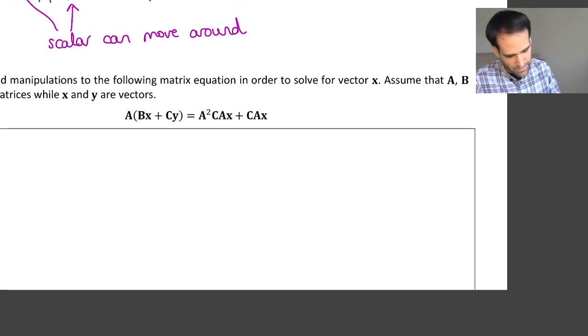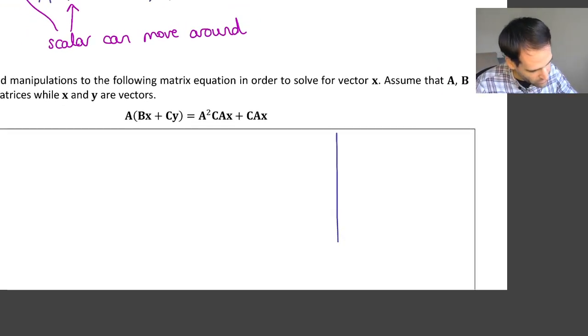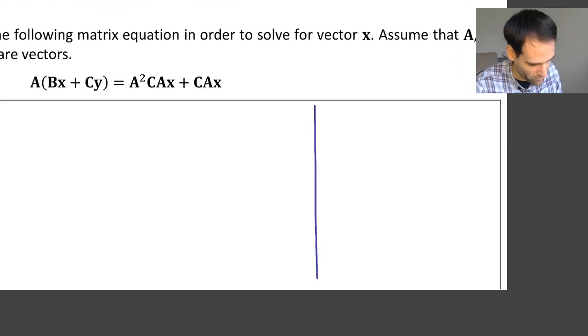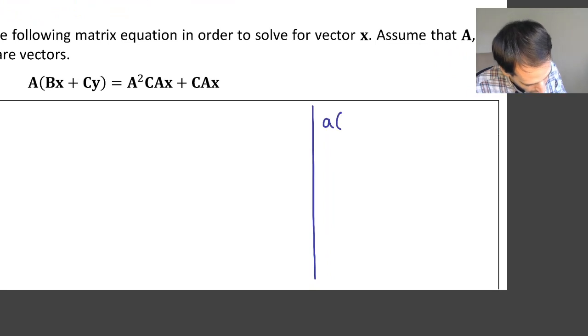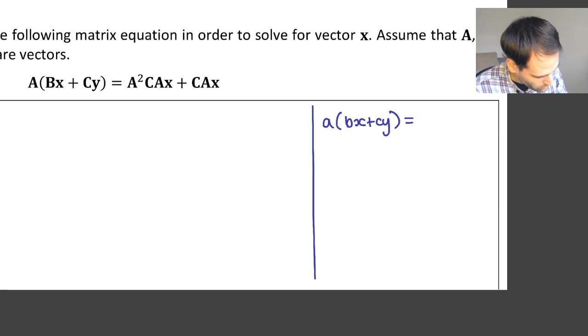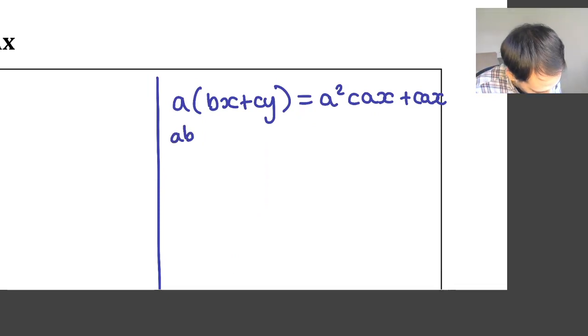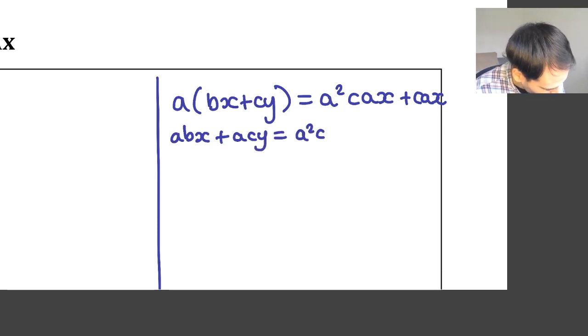So before doing this, let me show you what this would look like if these were scalars. So imagine a, b, c, x, and y were numbers, single numbers. Then the equation would look like this: a times (bx plus cy) equals a squared cax plus cax. Yeah, that's what it would look like. And now if you had to solve for x, how would you do it? First, you would expand the parentheses: abx plus acy equals a squared cax plus cax.